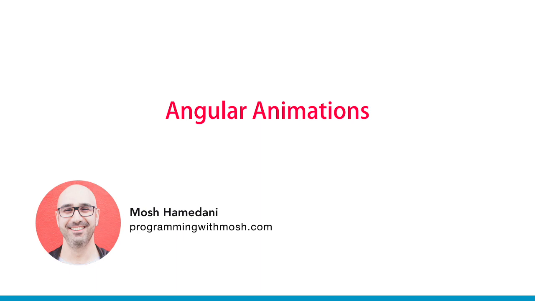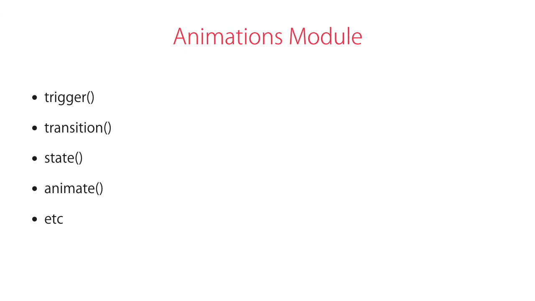So in the last lecture, you learned about two ways to create animations. Now let's see how we can build animations in our Angular apps. So as I told you before, in Angular, we have a module called @angular/animations. In this module, we have a bunch of helper functions for creating animations such as trigger, transition, state, animate, and so on. Before we explore these functions in detail, let's take a look at the anatomy of an animation.